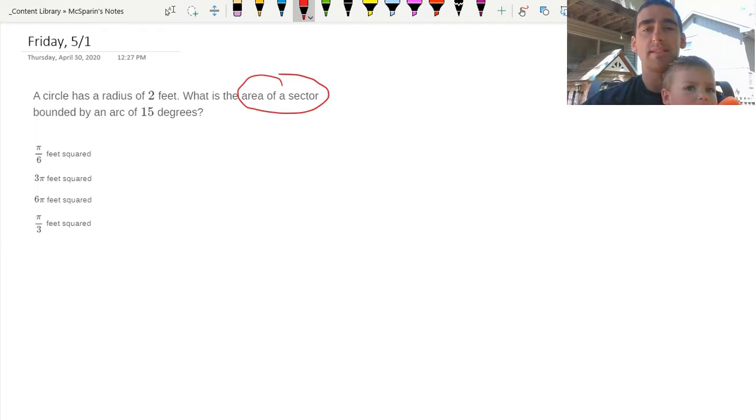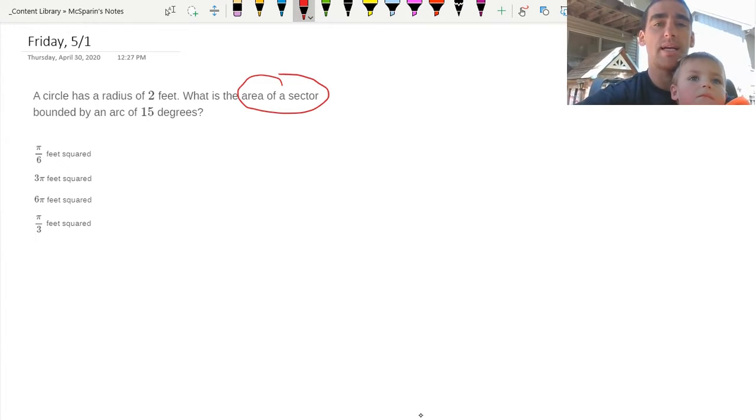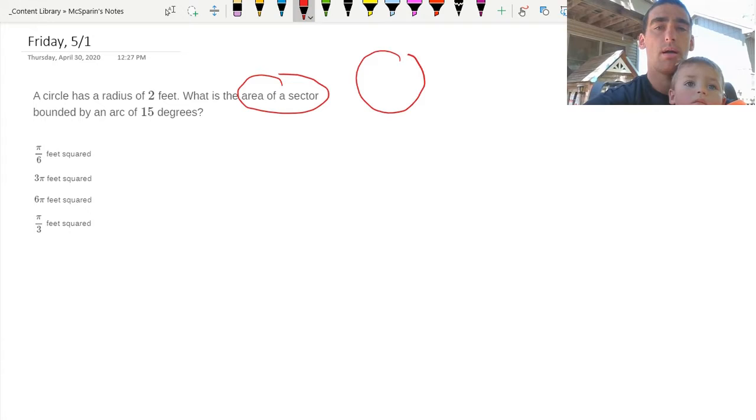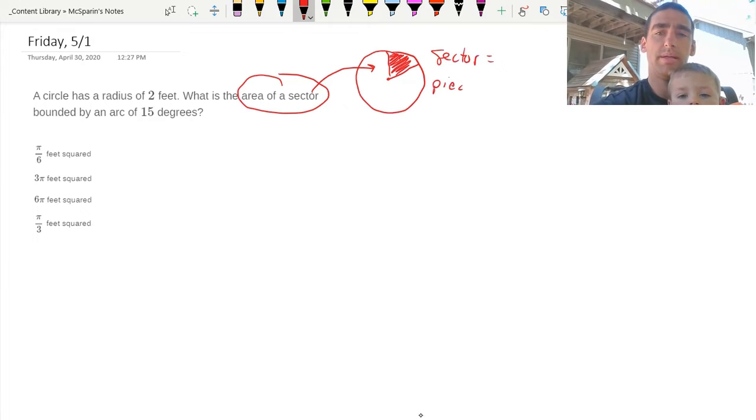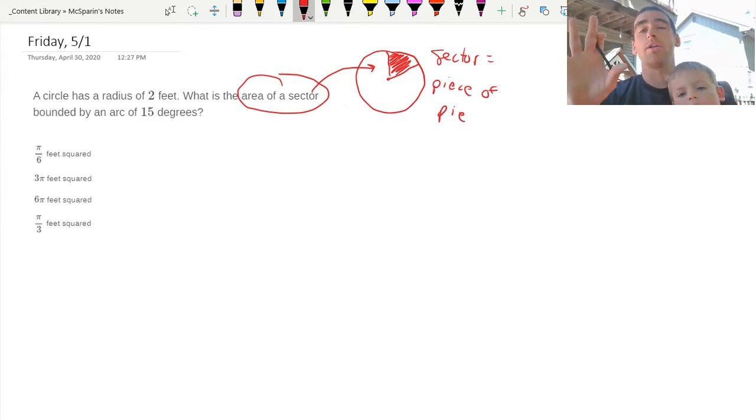So this is a new term, and a sector is sort of like a piece of pie. So let's even put that. Sector equals piece of pie. Now, you're going to notice, just like I talked about in yesterday's video, a sector is just a part out of the whole. That's going to be really important, okay?